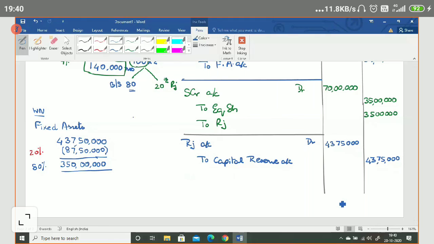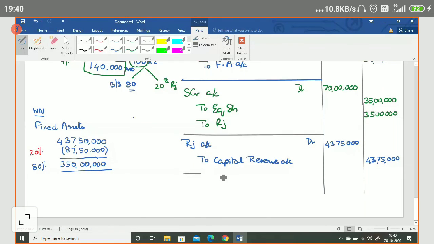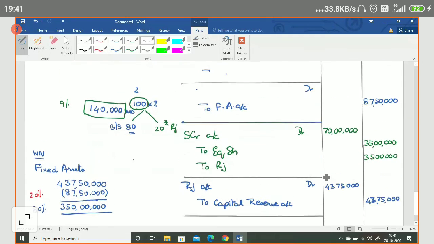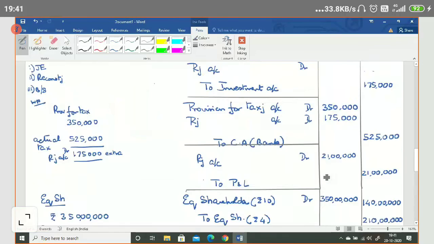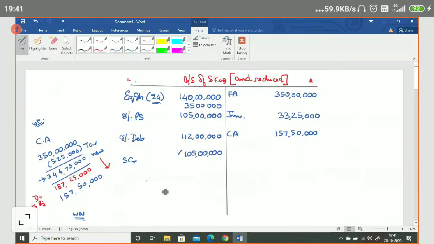It's a capital profit, and it will be used only for issuing fully paid up bonus shares. This balance of capital reserve can be used only to pay fully paid bonus shares. It cannot be used to declare dividend. So this we have to take to the balance sheet. 43 lakhs 75,000.